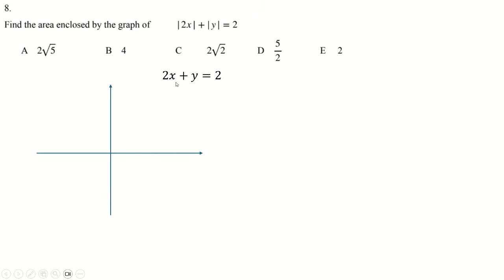Now, of course, we can rearrange that if we want to, or we can do the cover-up method you may have been taught, like when x is 0, y is 2, clearly, and when y is 0, x is 1. So it goes through 2 and 1 like this, or you can rearrange and draw a line. It doesn't really matter. Now, I think I'm not going to bother doing the rest of this.